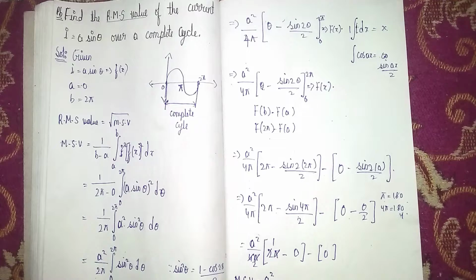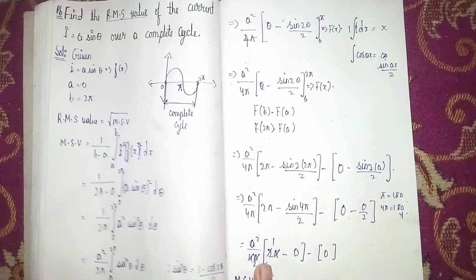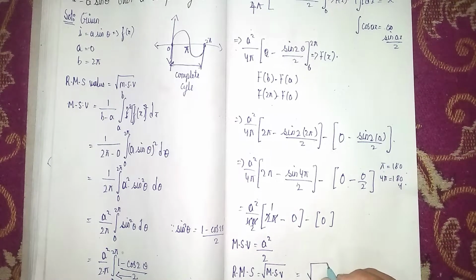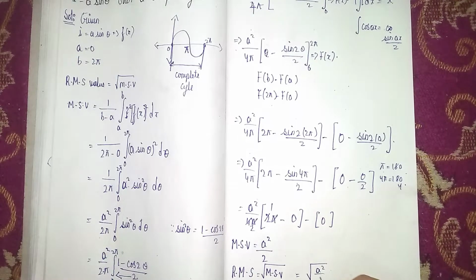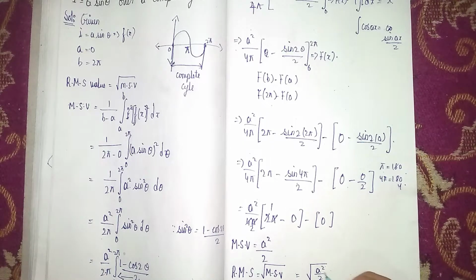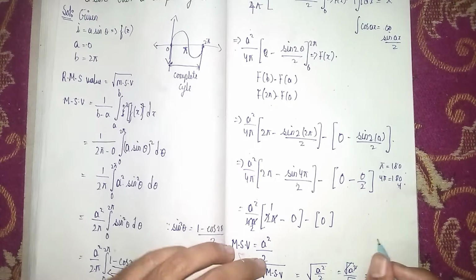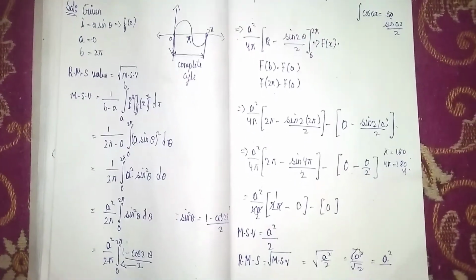Now the root mean square value is the square root of the mean square value, which is the square root of A square by 2. The root applies to both, so it becomes root A square by root 2. Here square and root get cancelled. At last our answer is A by root 2.